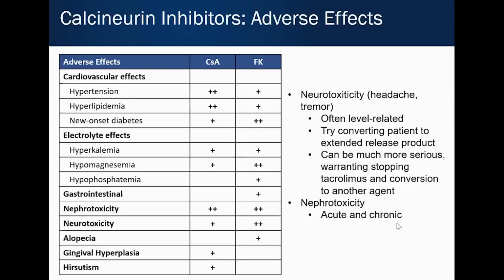And so the thought is switching patients over to extended release products where, once you're at steady state, your levels are much more stable and you don't get those high peaks and low troughs. Patients are then able to have a more steady exposure to drug and potentially minimize some of the neurotoxicity. Some even argue maybe minimize some of the acute nephrotoxicity that can happen with tacrolimus. So those are reasons that we have considered switching to the extended release products before.